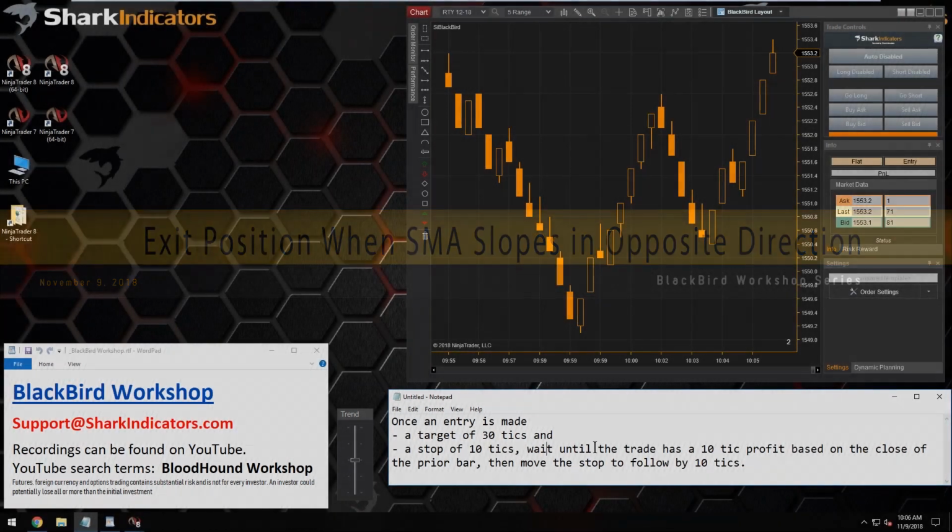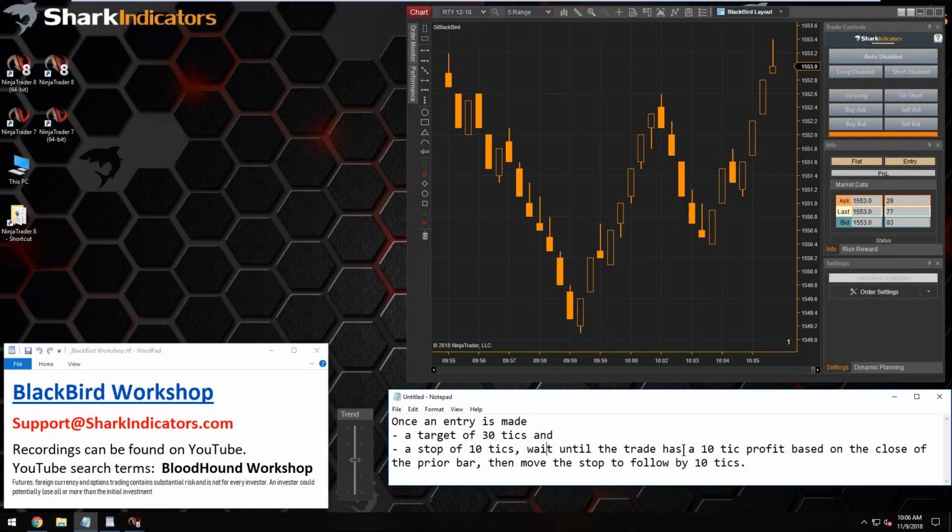This question here is kind of interesting in that for the stop loss, he wants to look for a 10-tick profit based on the close of the prior bar, instead of using live market data there. So the close of the prior bar is what actually moves the stop loss. So that's going to be a little different for this question here.